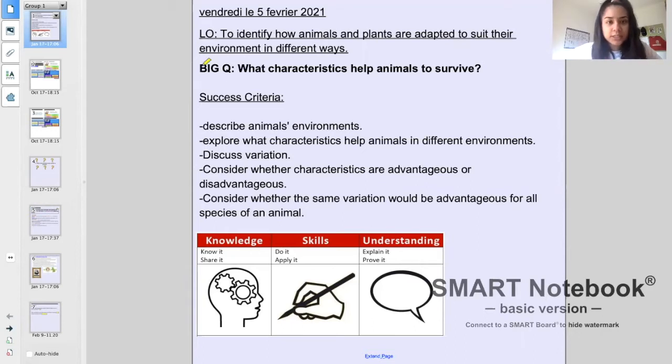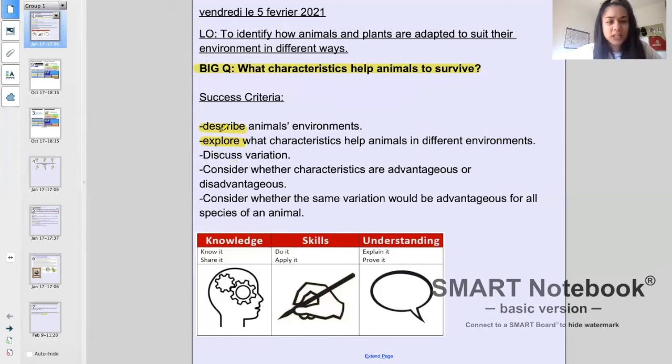So our big question today is, what characteristics help animals to survive? Now, to be successful in answering your big question by the end of this lesson, you will need to do the following from our success criteria. You will need to describe animals' environments. You'll need to explore what characteristics help animals in different environments.